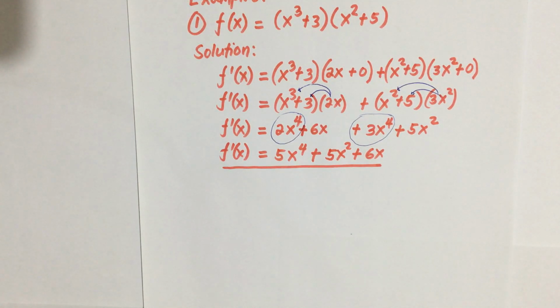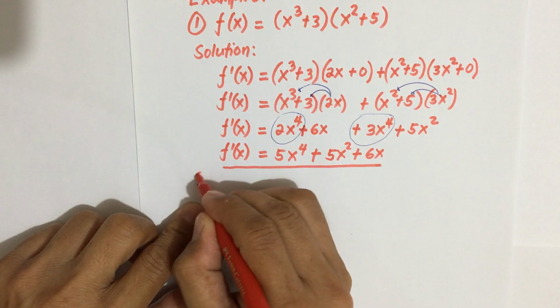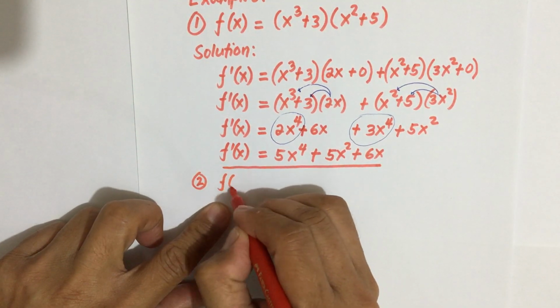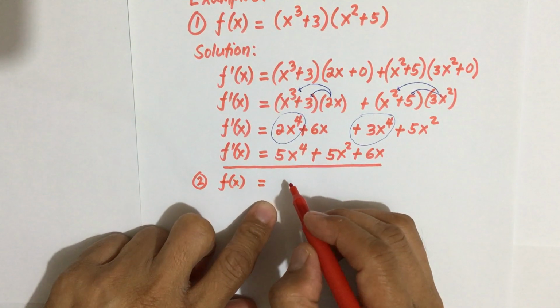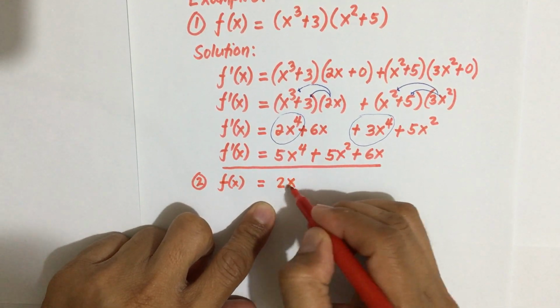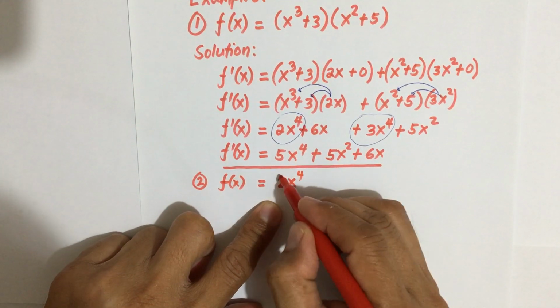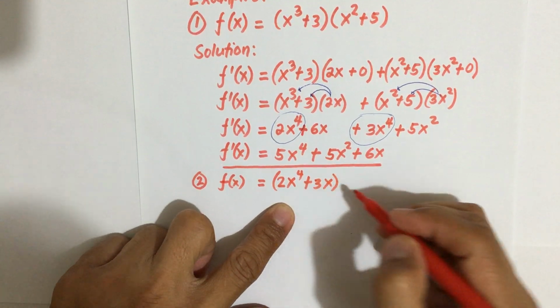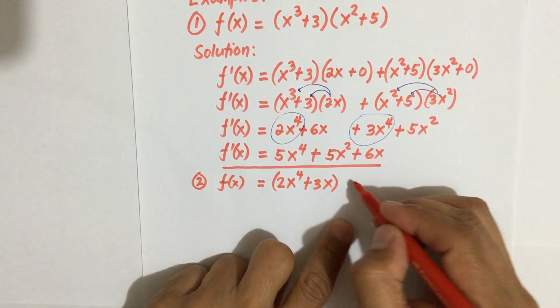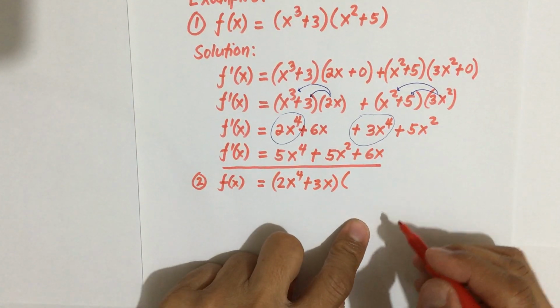Okay, so do you have any question? So another example, example number 2, if we are given f of x equal to 2x to the fourth plus 3x and times 2x minus 1.